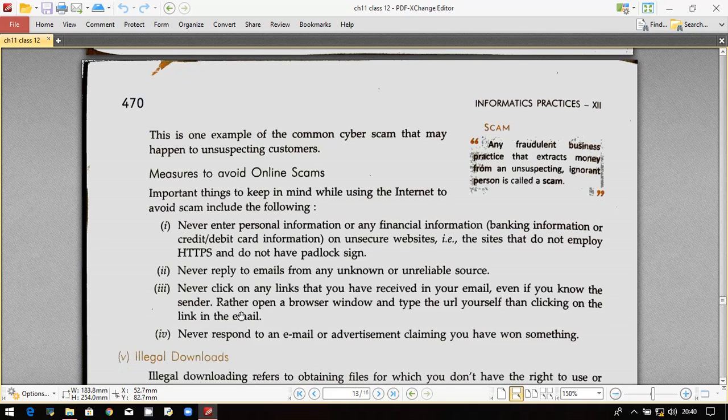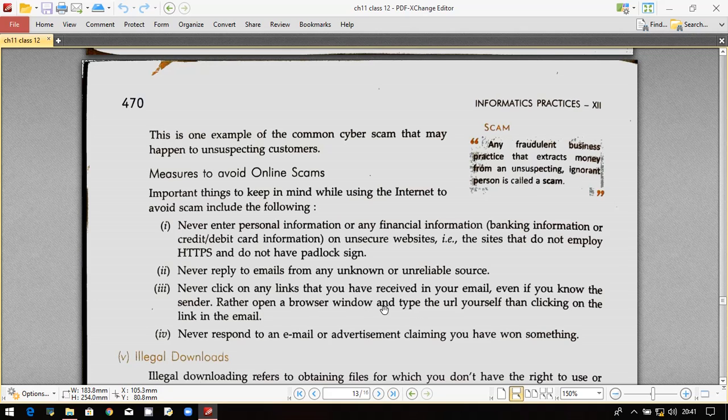So that is what I have told: never enter personal information or any financial information on unsecure websites. If you are giving such information, just search for a genuine website or a secure website. So how to check it? If https is mentioned on the website, then it is a secured website. You can go for giving personal information also. But if it does not have a padlock sign and it is not mentioned with https, only http, then do not even try to share your information on these websites. Never reply to emails from any unknown or unreliable source.